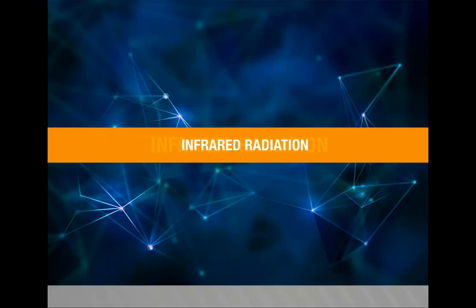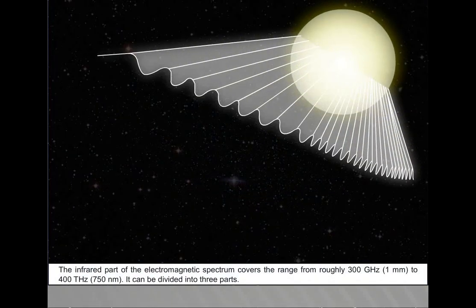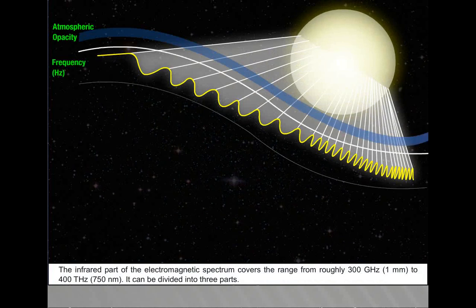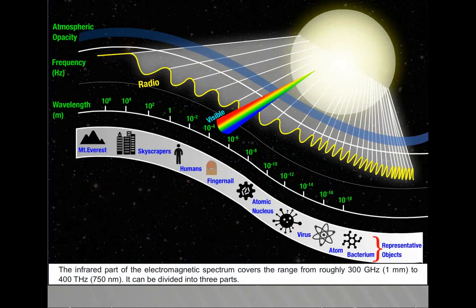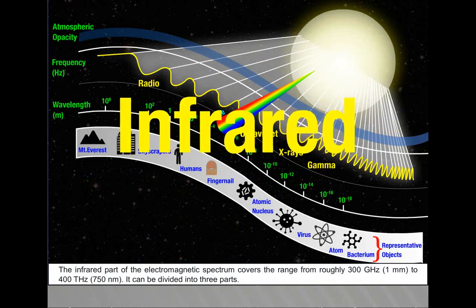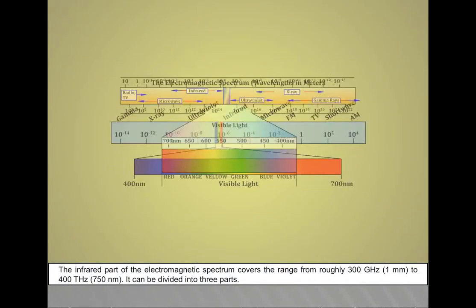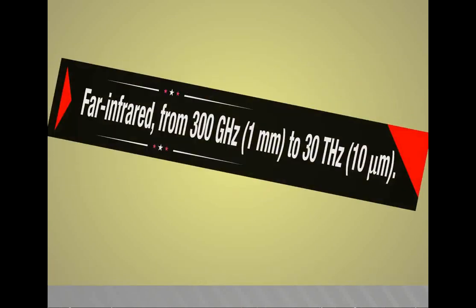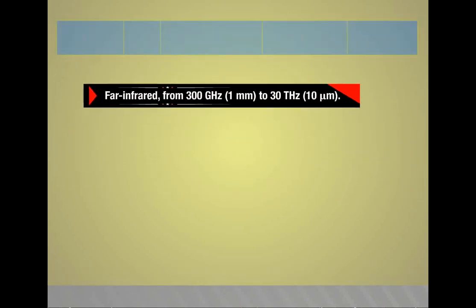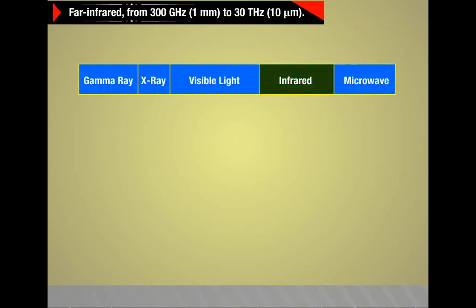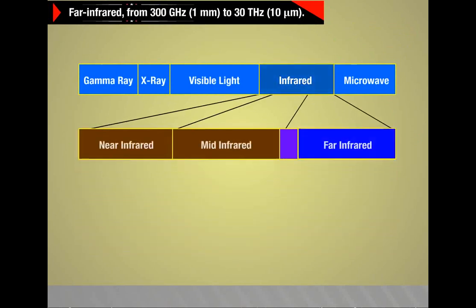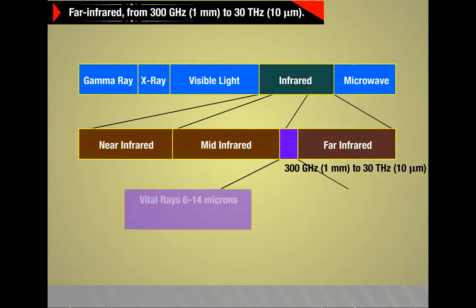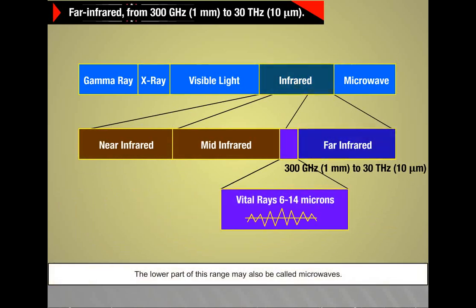Infrared radiation. In this video, we are going to see about infrared radiation. The infrared part of the electromagnetic spectrum covers the range from roughly 300 GHz (1 mm) to 400 THz (750 nanometer). It can be divided into three parts. Far infrared from 300 GHz (1 mm) to 30 THz (10 micrometer). The lower part of this range may also be called microwaves.